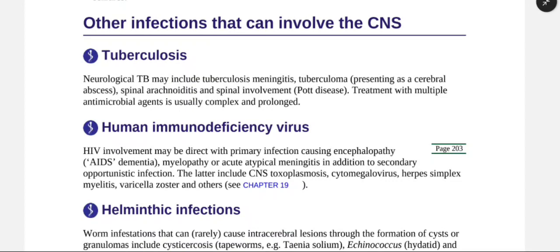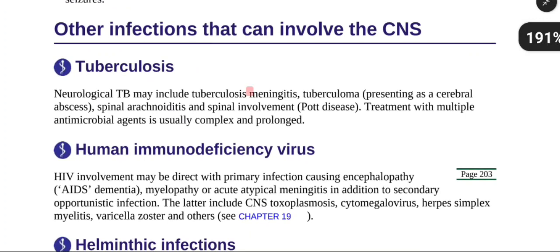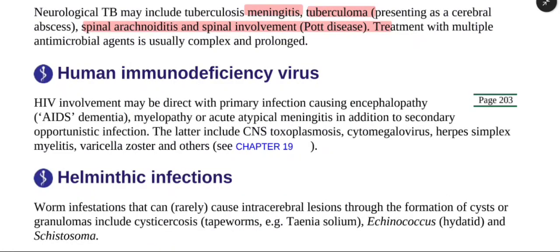Tuberculosis can infect CNS in some ways, as meningitis, tuberculoma, and other conditions. HIV may be direct with primary infection causing encephalopathy, myopathy, or acute atypical meningitis, or via the opportunistic infections that include CNS toxoplasmosis, cytomegalovirus, herpes simplex, varicella zoster, and others.